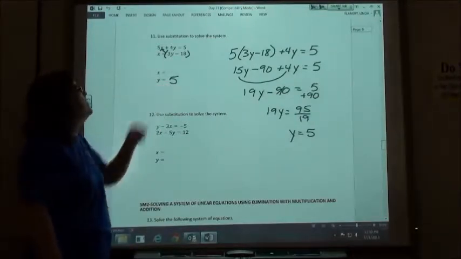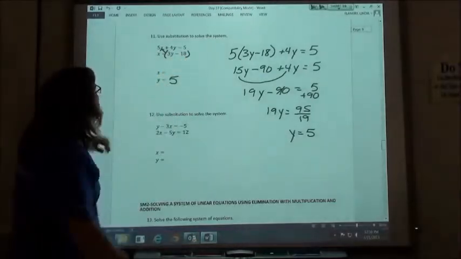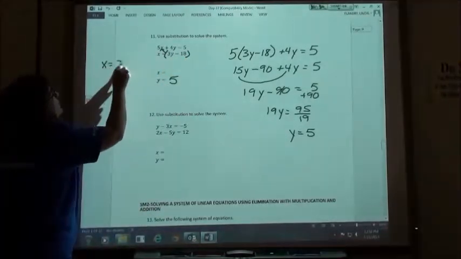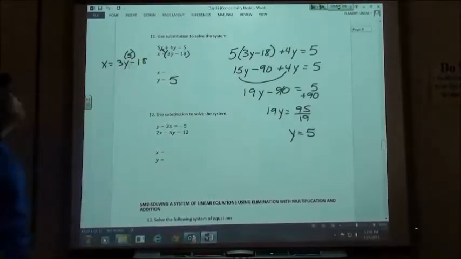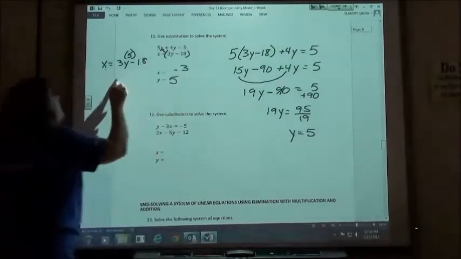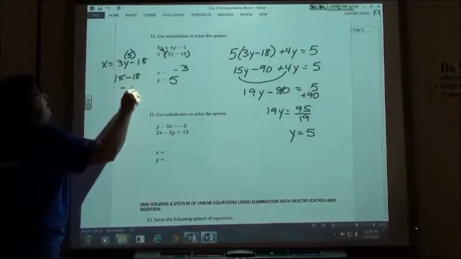I knew y was equal to 5. I still need to find x. So I know that x equals 3y minus 18. If I put 5 in for my y, x then is going to equal negative 3. 15 minus 18 is negative 3.